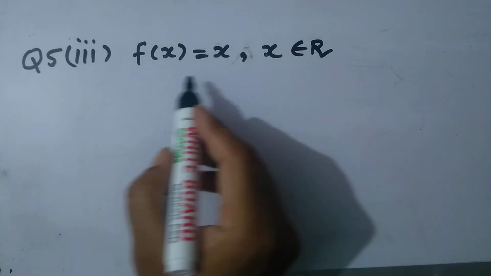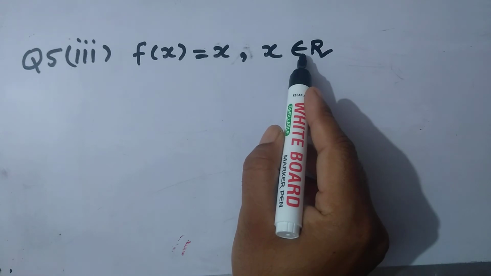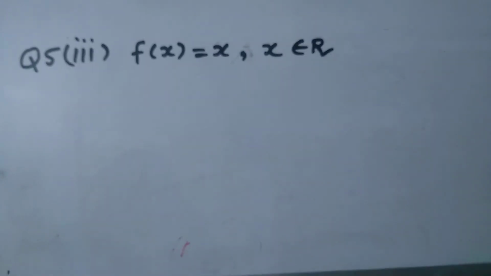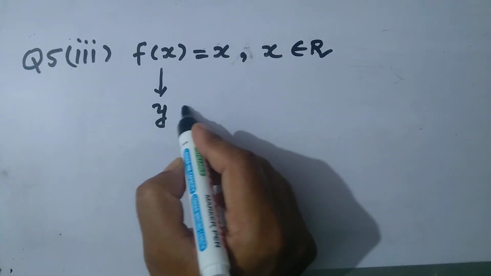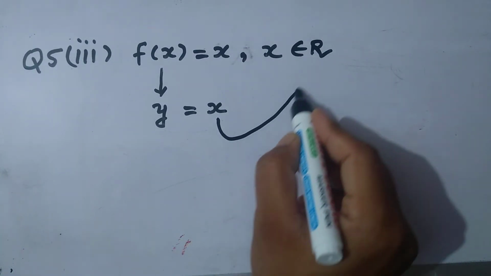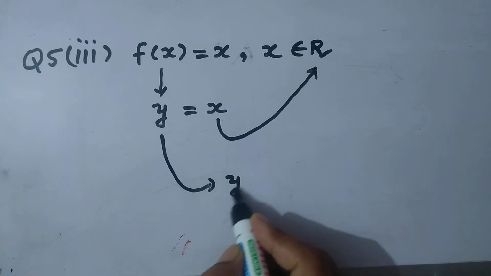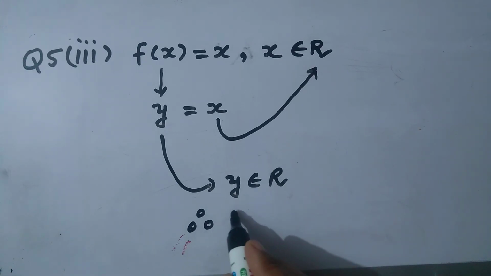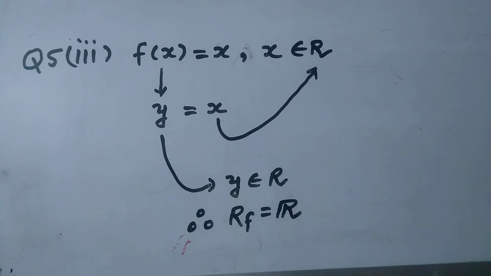Now we have third part, question number 5. F of x is equal to x, x belongs to R. Find the range of the function. So first of all, f of x, we know we can write y is equal to x. So x itself belongs to real numbers. So we can say y also belongs to R. So value of y itself is called range of the function. This is the set of all real numbers.